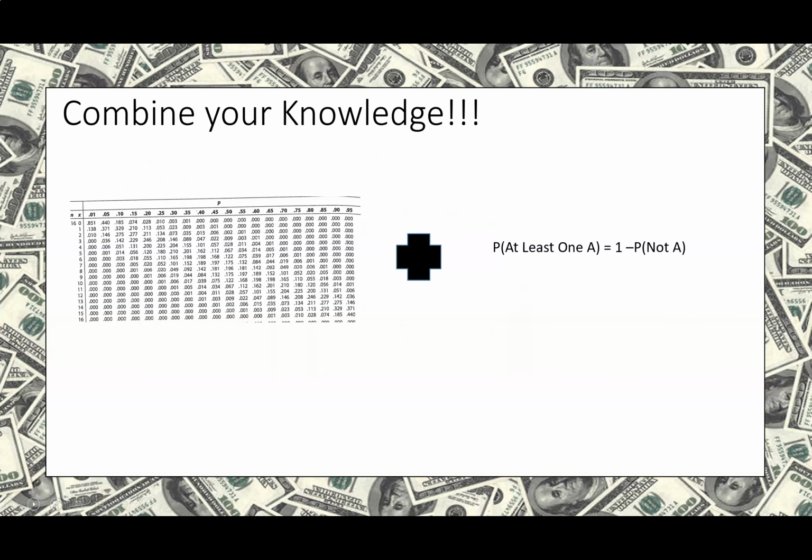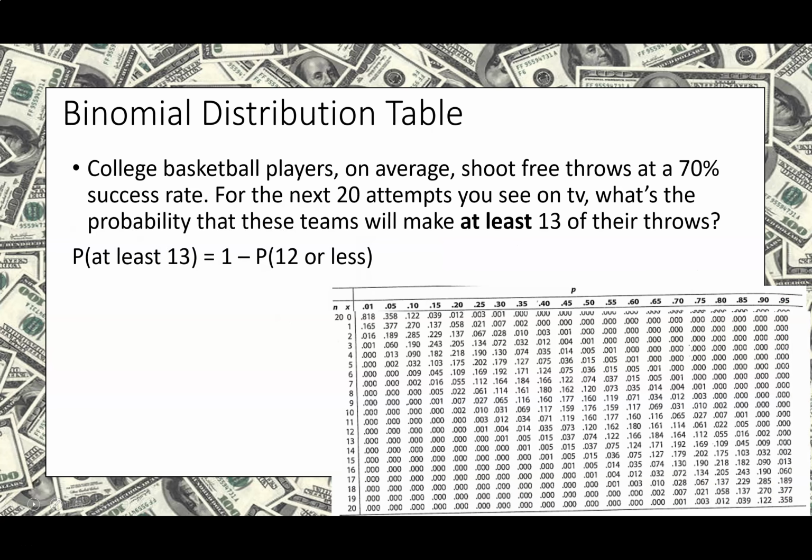Now I want to combine our knowledge with this idea of probability of at least 1 equals 1 minus the probability of not A. You actually don't have to do it this method, and most students don't like doing it this way, but it can be a lot faster. Here we go. College basketball players, on average, shoot free throws at a 70% success rate. For the next 20 attempts that you see on TV, what's the probability that these teams will make at least 13 of their free throws?